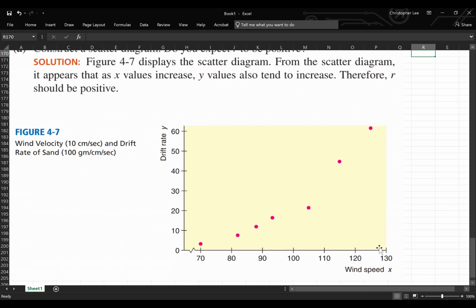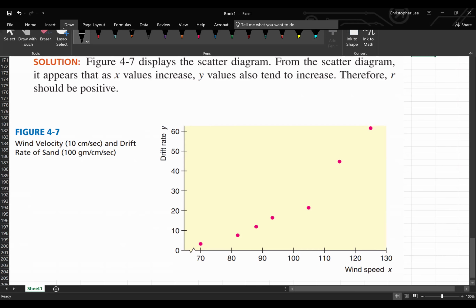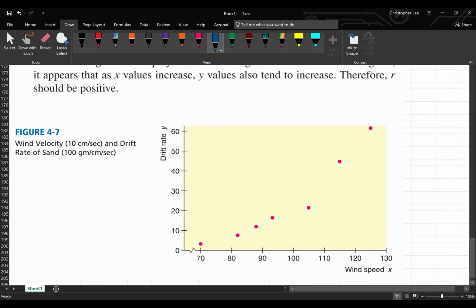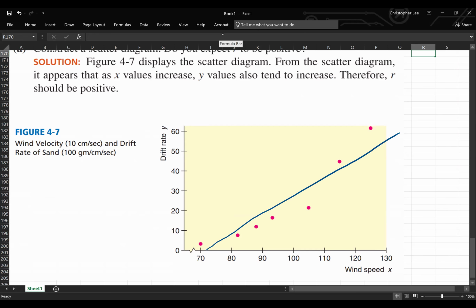Good. This would be a positive line. I'm not good at this. I'm just estimating it, right? But there you would estimate that the line is doing something like that. So we know that R is positive. It's between 0 and 1, right?